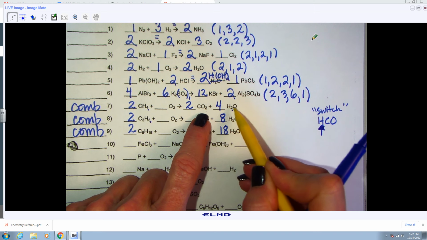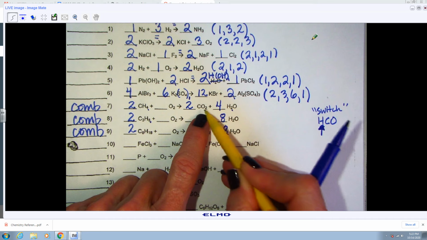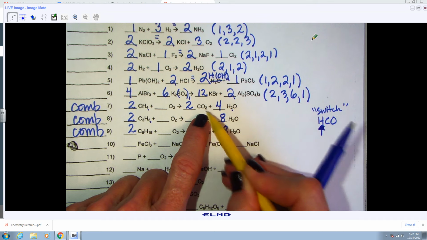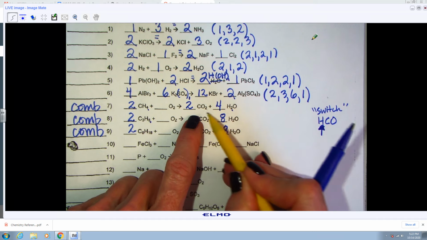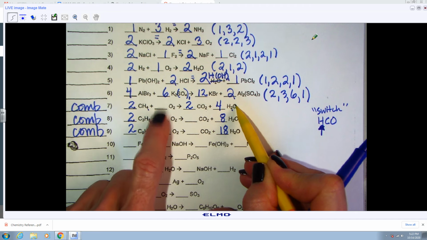Now notice the oxygens show up in 2 places on this side. So you have to figure out how many total oxygens you have on the product side and then balance it with the oxygens that are here. So let's check that out.